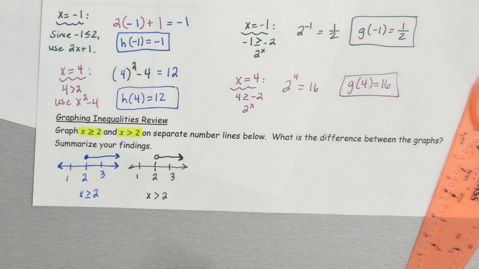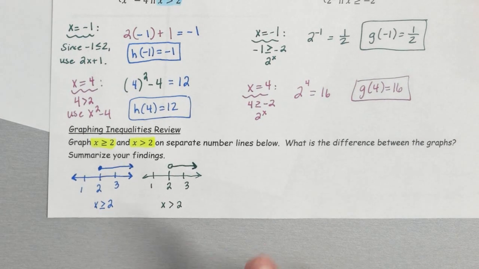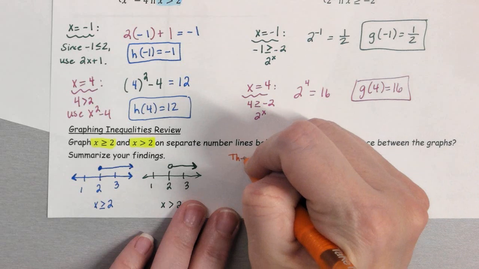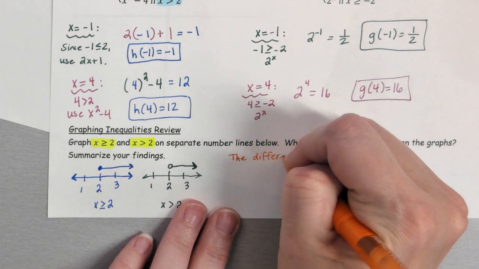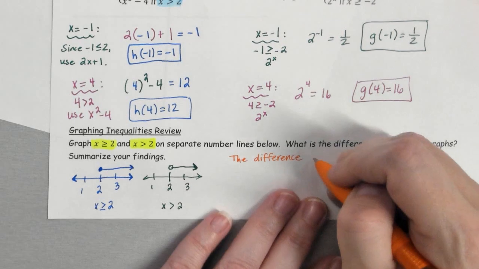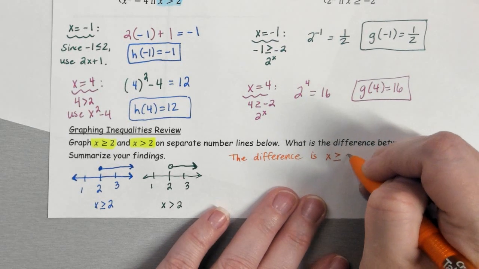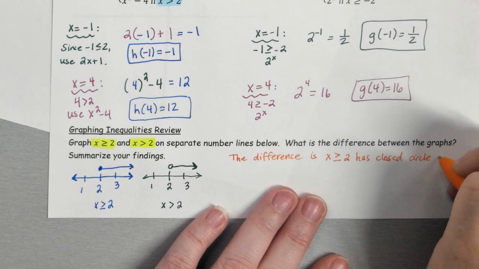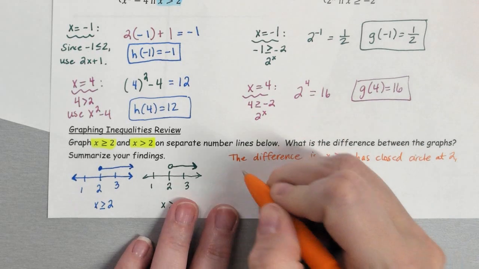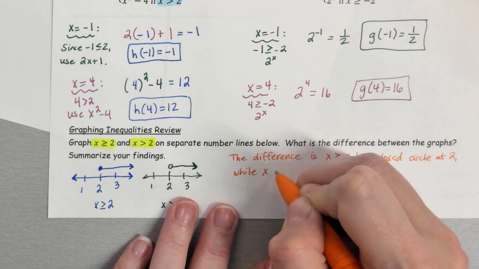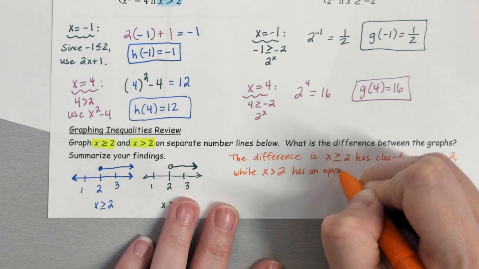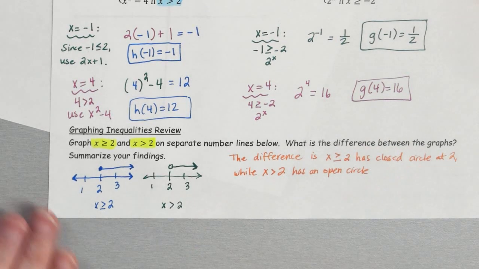Okay, so when it says what's the difference between the graphs, really the only difference is what? Okay, so we have a closed circle when what happens? Okay, so I'll say the difference is x is greater than or equal to 2 has a closed circle at 2, while x is greater than 2 has an open circle. And then it says summarize your findings.